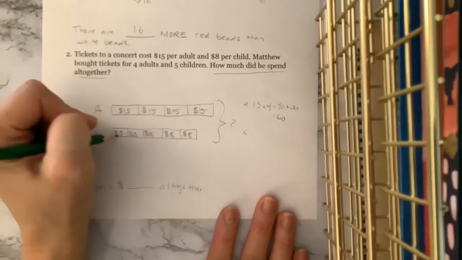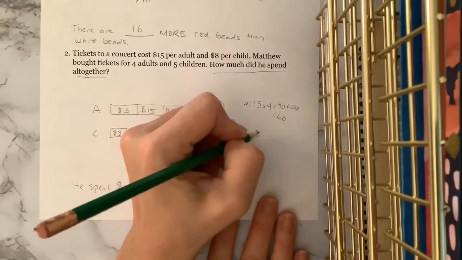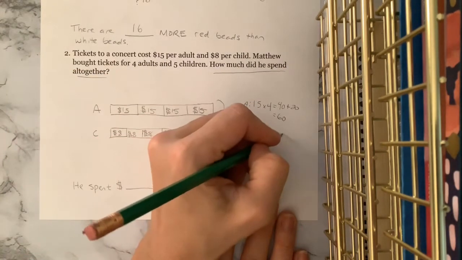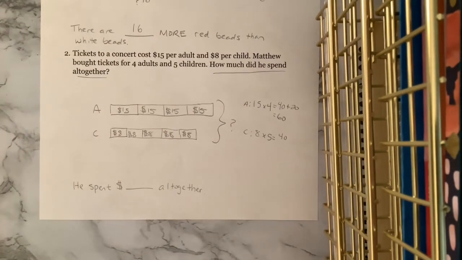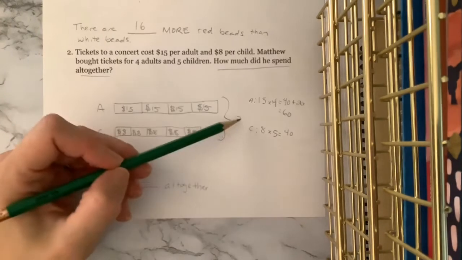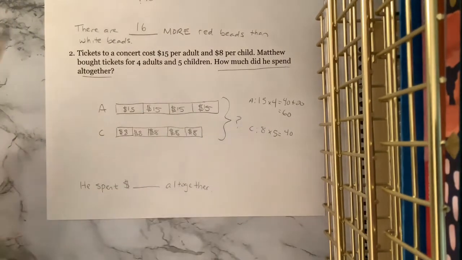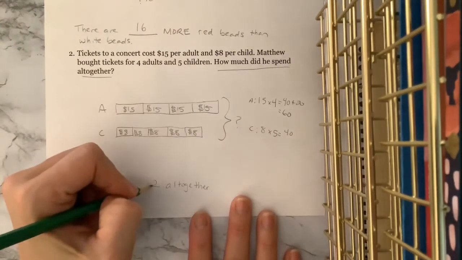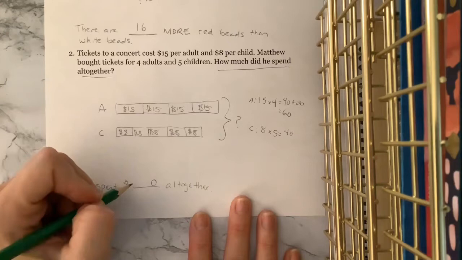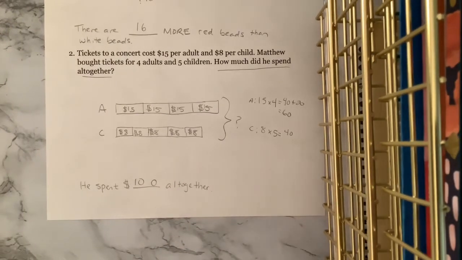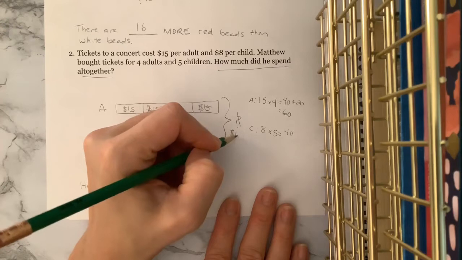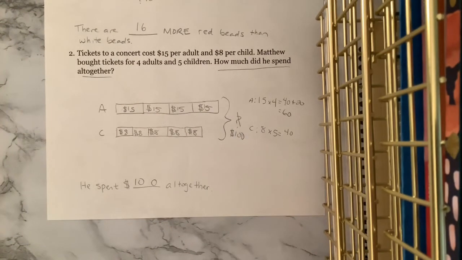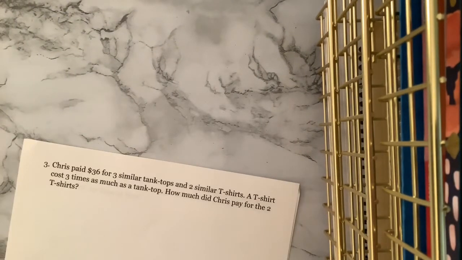The children's tickets, this is a math fact you should have memorized. 8 times 5 is 40. Now we ask ourselves, all together, we know the cost of adults, the cost of children, so we add it together. We could do this mentally as well, right? Ones place, we're adding together, we get 0. Tens place, we add together and get 10. How much did he spend all together? $100. Fifth graders, let's go on to that next page and take a look at number 3.